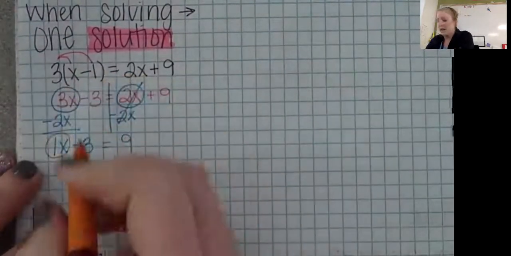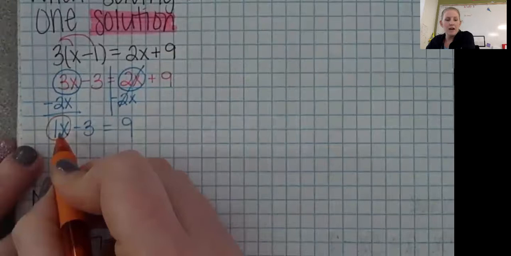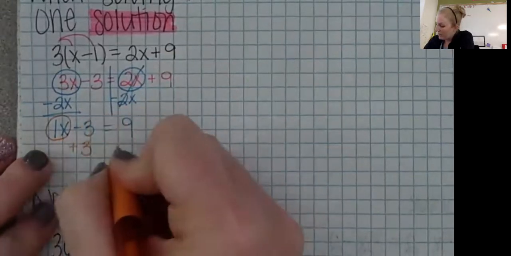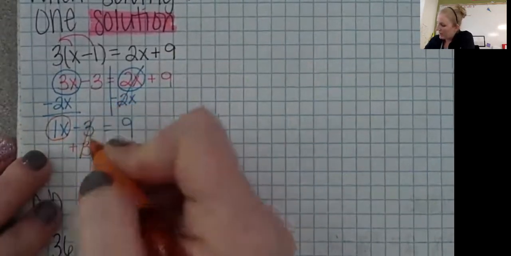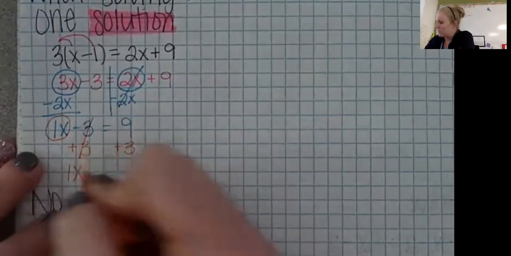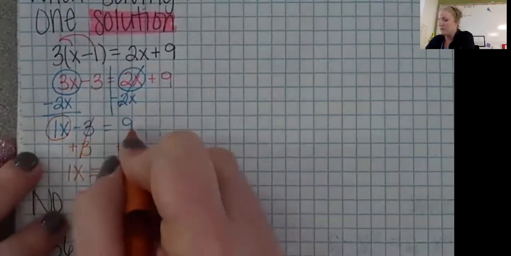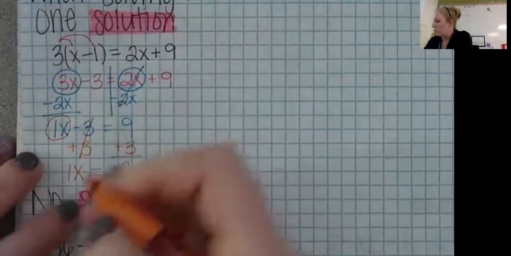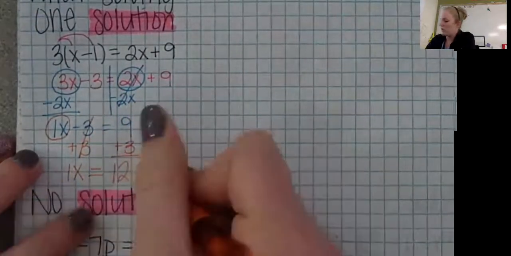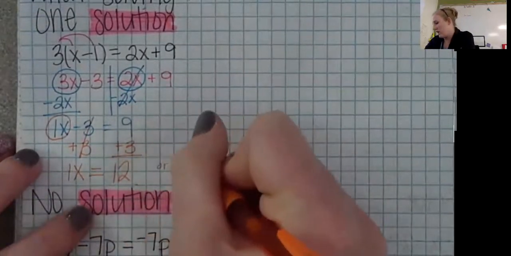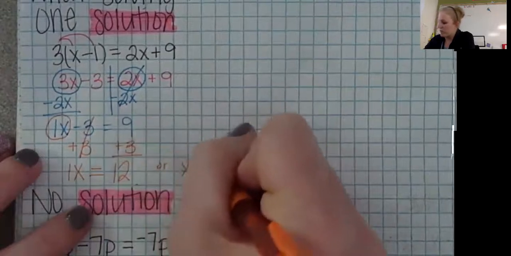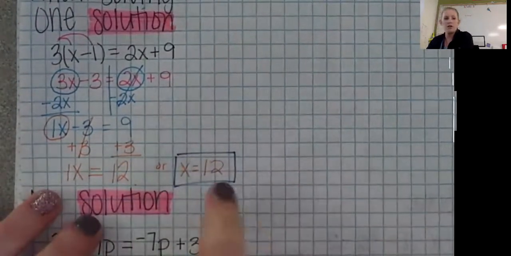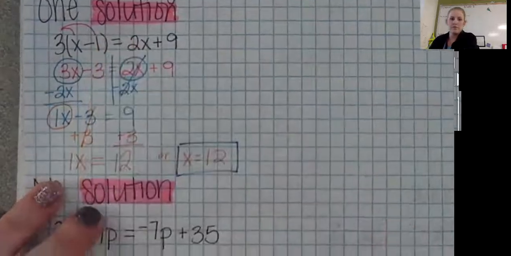Circle the variable again. I'm trying to get the variable by itself. So what's the opposite of subtract 3? I would add 3, add 3. So 1x equals 9 plus 3, which is 12. So x equals 12. If you get something that looks like x equals a number, that's one solution.